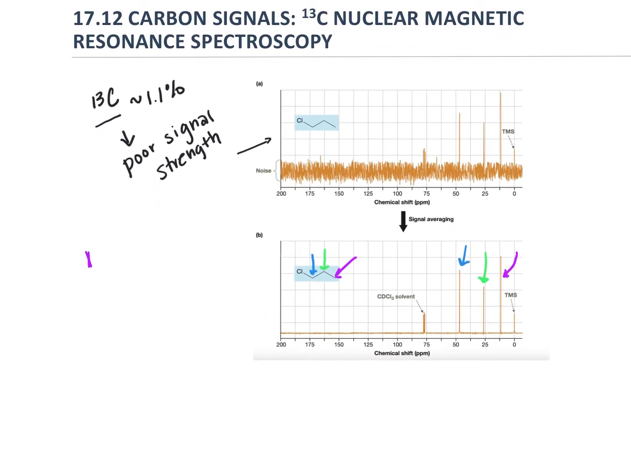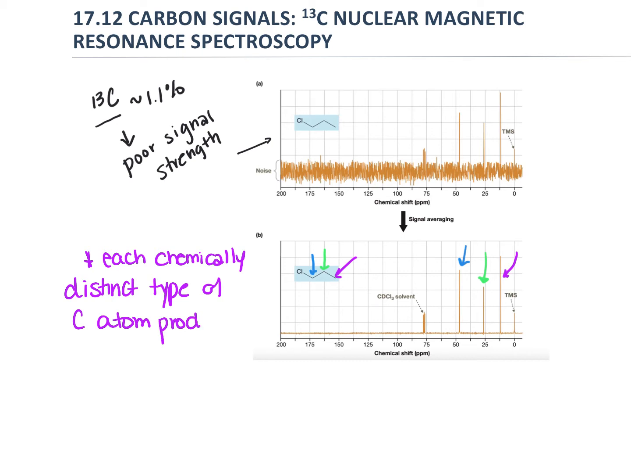A few other things to be aware of is each chemically distinct type of carbon atom produces one carbon-13 NMR signal, right? And so that's also very helpful for us.